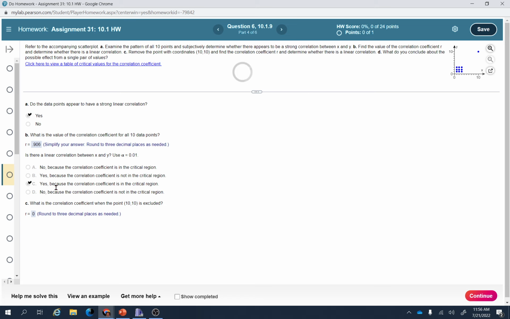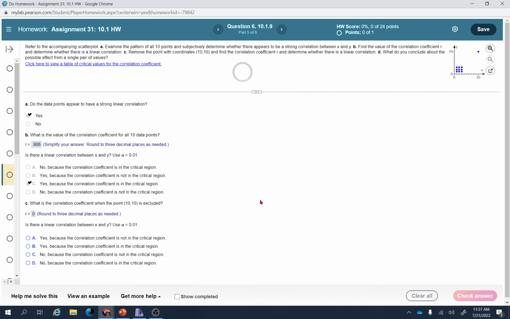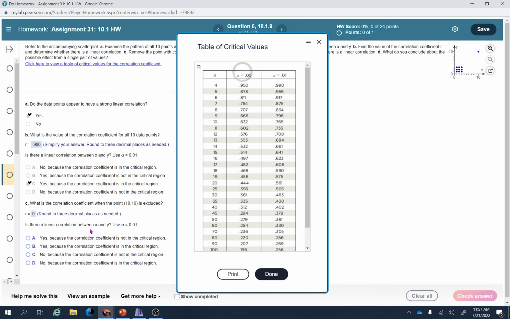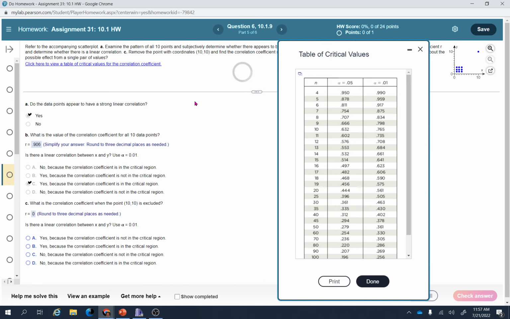So if you exclude that one point, as you can see, the correlation coefficient is 0. If you include this 10,10, the correlation coefficient was 0.9. It's a huge difference. So based on that, we have some other conclusion. One more time, is there a linear correlation between x and y when alpha is 0.01? For finding that answer, you need to find the critical value, and for finding the critical value you have to use this table.